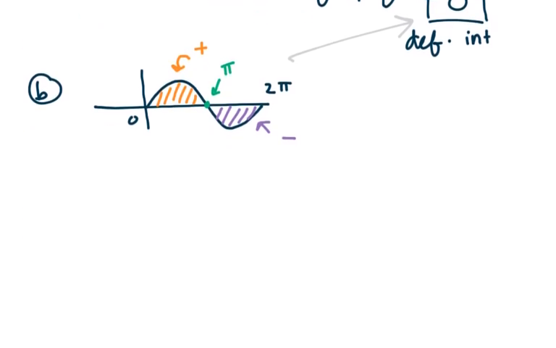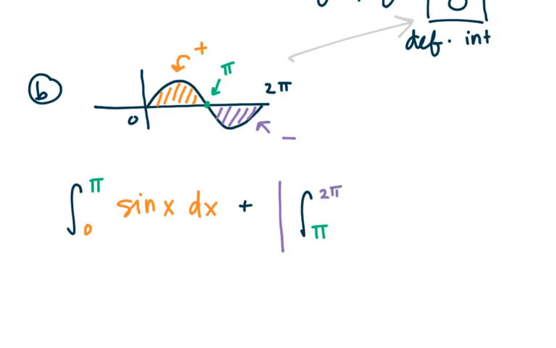So in order for us to calculate area, we're going to have to say the area is the integral from 0 to pi of sine x dx plus the absolute value of the integral from pi to 2 pi of sine x dx. And the reason we have to use absolute value here is because we know that's going to be negative.